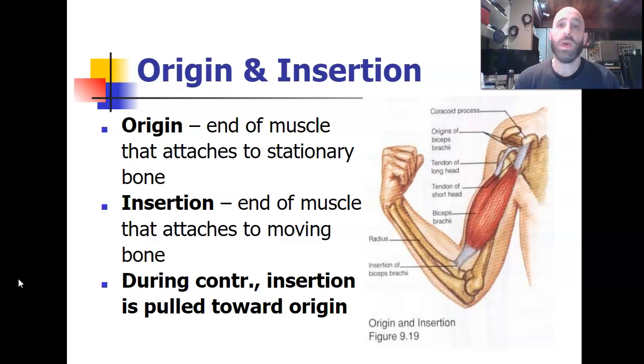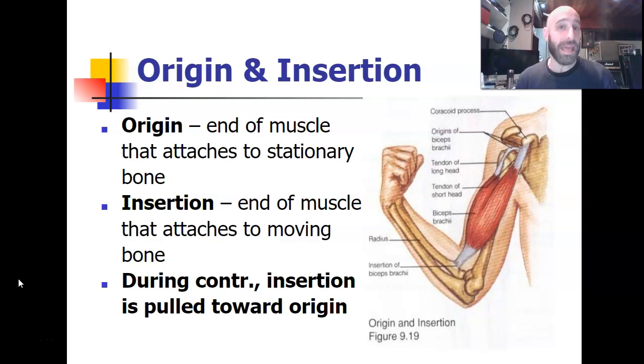But let's get started. So one of the things that you have to remember about muscles is the whole point of a muscle is for movement, right? The whole point, for skeletal muscles, is to move the body, right? So every muscle is attaching to at least two bones. Some have multiple bones they attach to, but every muscle attaches to at least two bones.